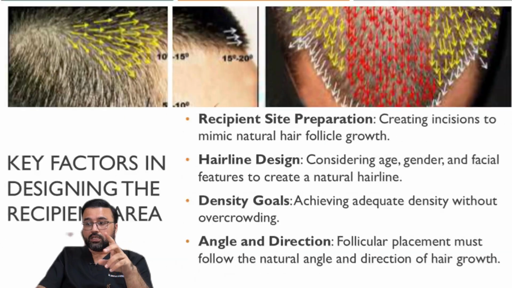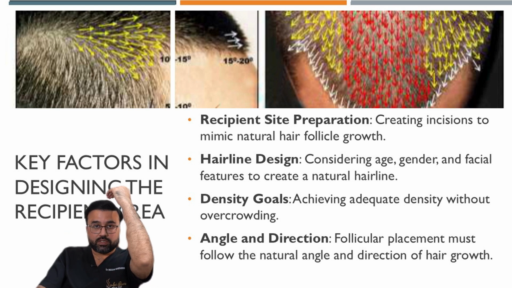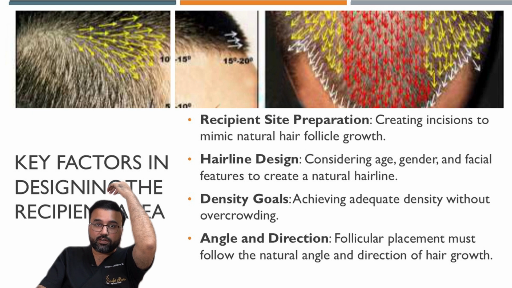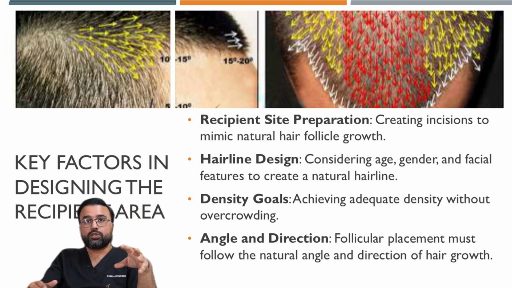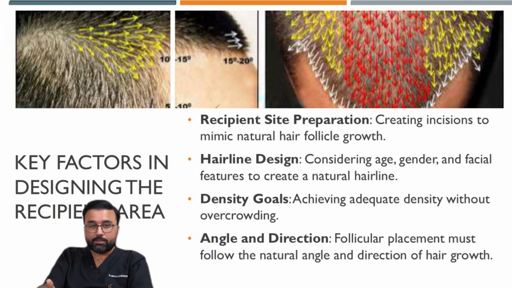For creating the cosmetic density, the very important thing is designing the recipient area sites. At the frontal area, we need to make a 15 to 20 degree angle. These are creating incisions to mimic natural hair follicle growth. Then at the middle, the angle is increased, and in the center there is a 45 degree angle. In the crown, we need to make the angles as per the existing template of the scalp. So the hairline design is also very important.